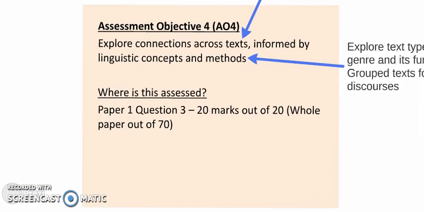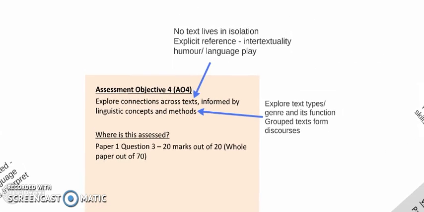So assessment objective 4, explore connections across texts informed by linguistic concepts and methods. So in the AS level, it is assessed in paper 1, question 3, and it's all the marks. It's the only AO that's assessed on paper 1, question 3. And this is for A level as well.